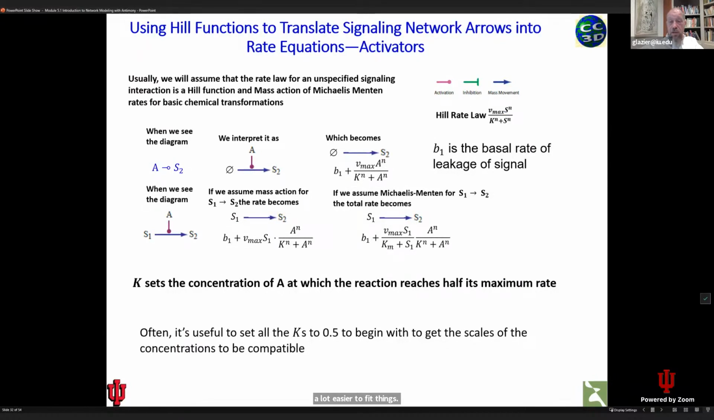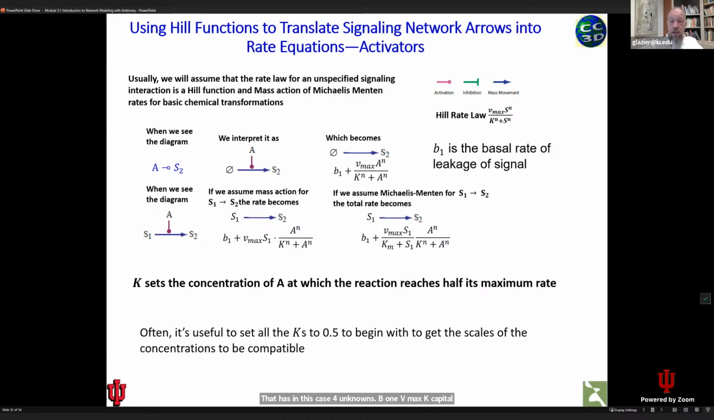And so we can now, if we assume that that's what's going on, if we see a diagram that says A promotes S, we interpret that as nothing goes to S, promoted by A. We then write that as the rate of production of S is some basal rate, B1, plus Vmax times A^n over K^n plus A^n. And so now we've gone from an arrow diagram where we knew nothing at all to a mathematical form that has, in this case, 4 unknowns: B1, Vmax, K, capital K, and n.